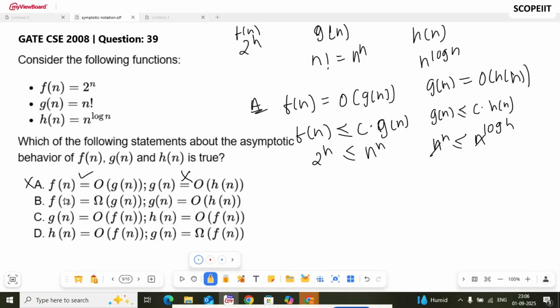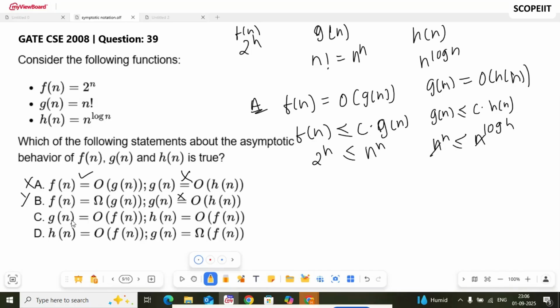Okay, now let us check option B. If you check option B properly, g of n is equal to big O of h of n, which we have already solved. Then there is no need to solve option B, because as per this, all conditions should be true, not just one. So option B is also not possible.